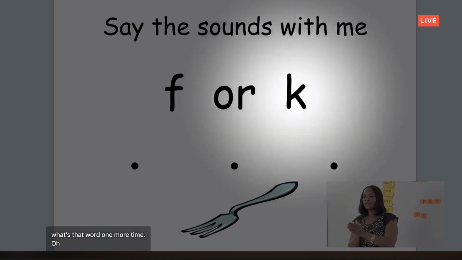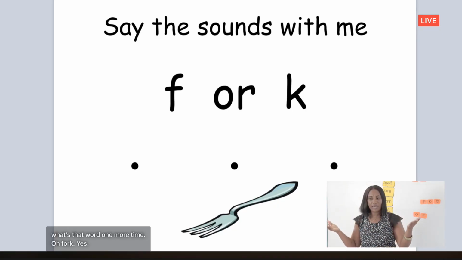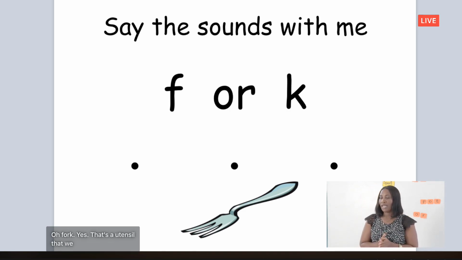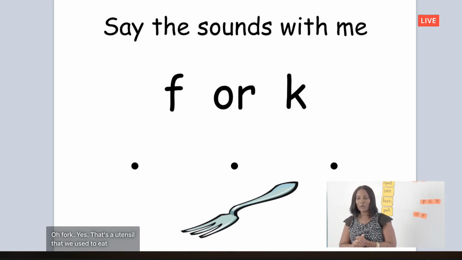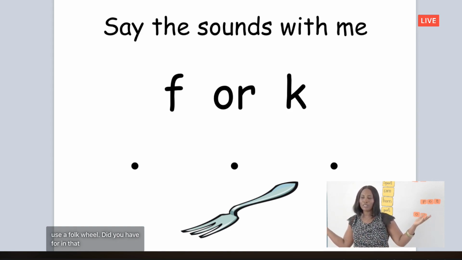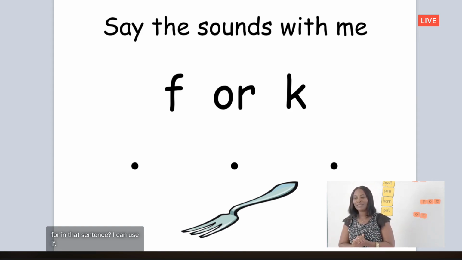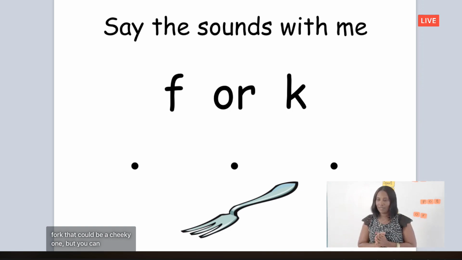Or, fork. Yes, that's a utensil that we use to eat with. I can use a fork well. Did you hear fork in that sentence? I can use a fork well. Can you eat with a knife and a fork? That could be a tricky one, but you can learn and get good at it.